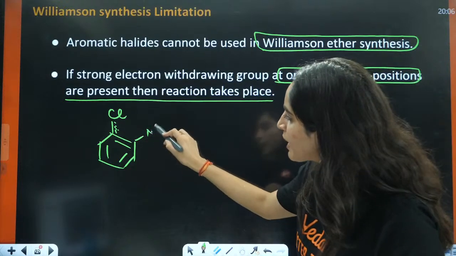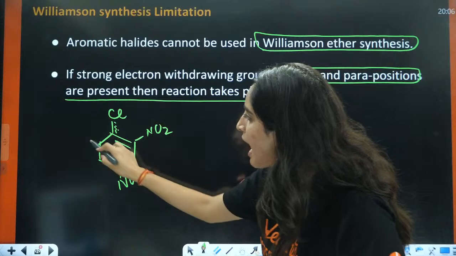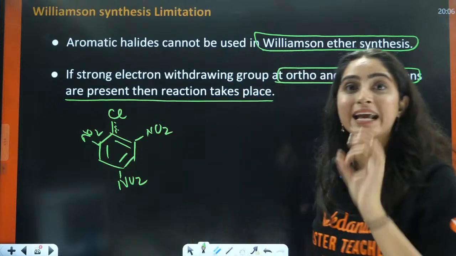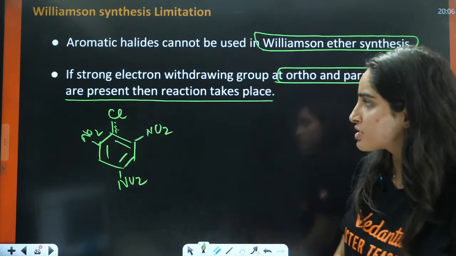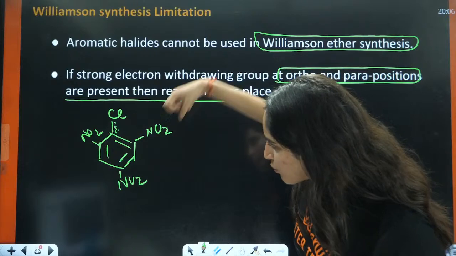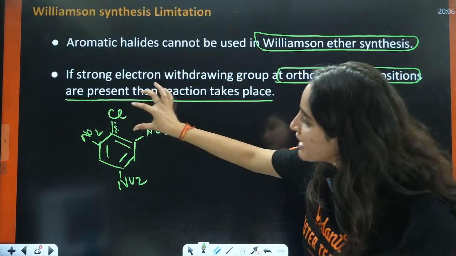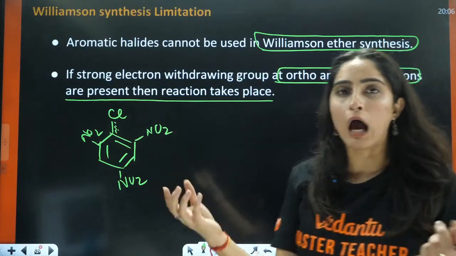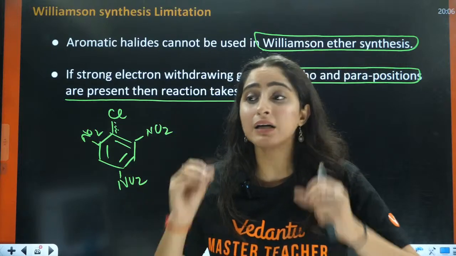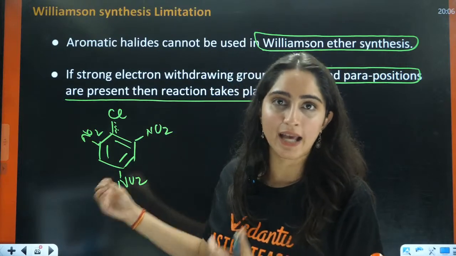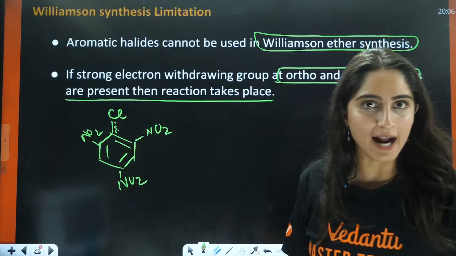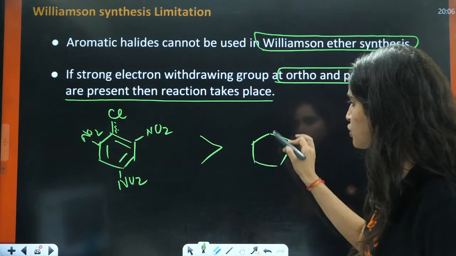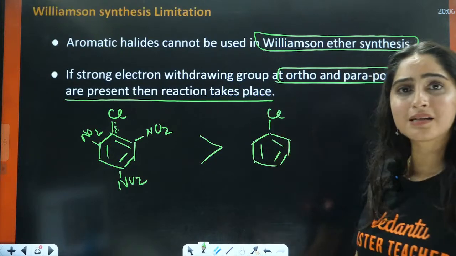If at ortho and para positions you have NO2, NO2 and NO2, then we know that because at ortho and para positions there is negative charge in the resonating structures, this electron withdrawing group will take out the negative charge and hence the bond will get weak and hence it is possible to react. So in the Dow's process also, we are talking about the reactivity of this aromatic halide. This aromatic halide is not reactive, but it is reactive when you have groups at ortho and para positions. This is the reactivity.